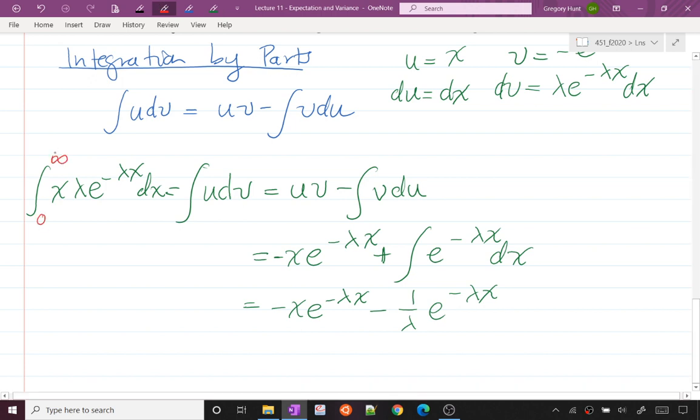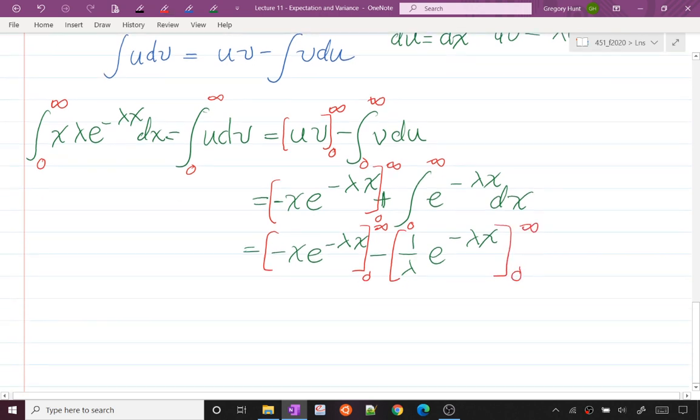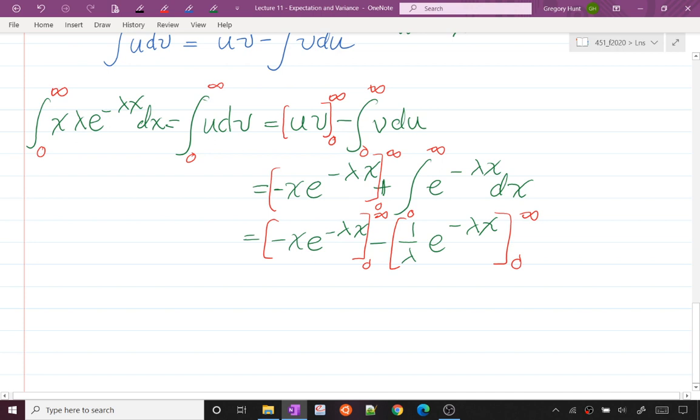Our original limits were from 0 to infinity. And of course, this has to be evaluated from 0 to infinity also. So we have to evaluate this all according to our integration limits, right? That's how integration by parts works. So our first part here is x e to the negative lambda x, basically. It's going to be a difference of two things, a difference when it's infinity and a difference when it's 0.